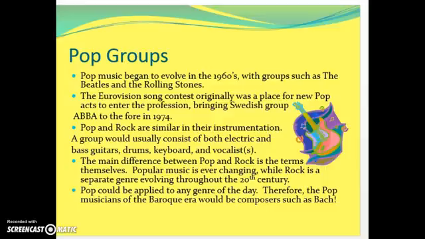Pop and rock are similar in their instrumentation. A group would usually consist of both electric and bass guitars, drums, keyboard, and vocalist, or vocalists, plural. The main difference between pop and rock is the terms themselves. Popular music is ever-changing, while rock is a separate genre evolving throughout the 20th century. Pop can be applied to any genre of the day. Therefore, the pop musicians of the Baroque era would be composers such as Bach.